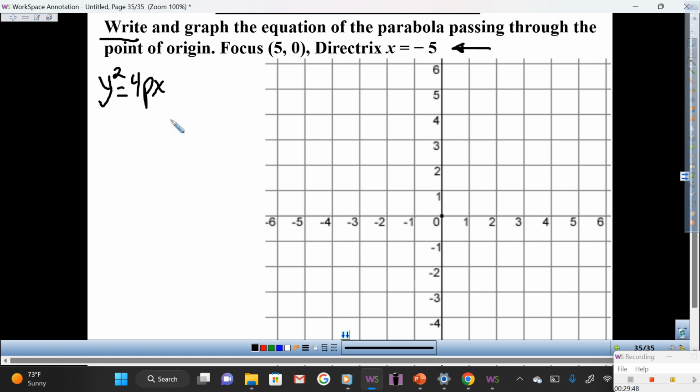Hands if you got that. y squared equals 4px. That is correct. We rewrite it: y squared equals 4 parentheses x. Tell your neighbor what to substitute in there for p, please.